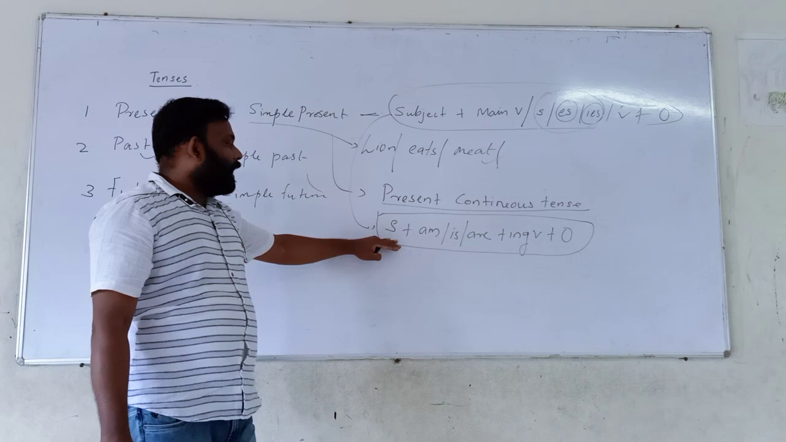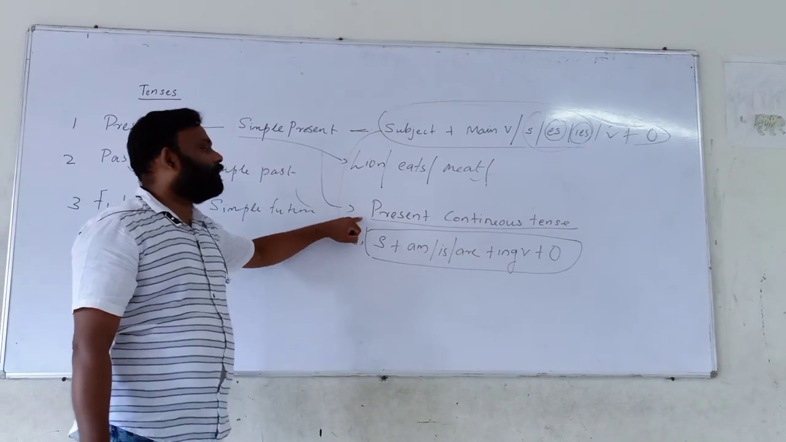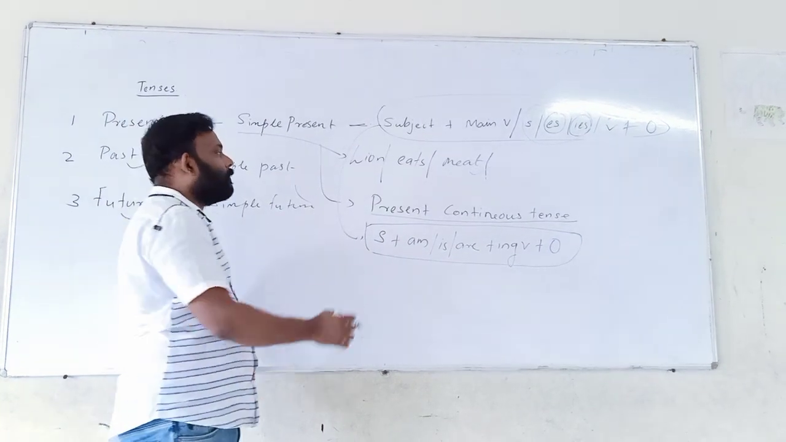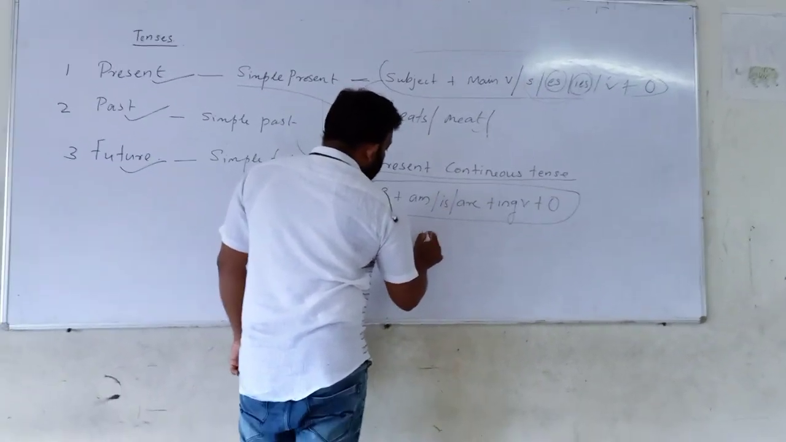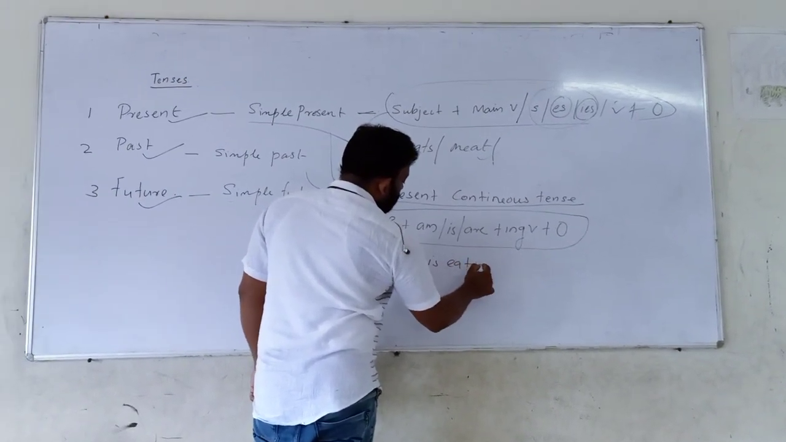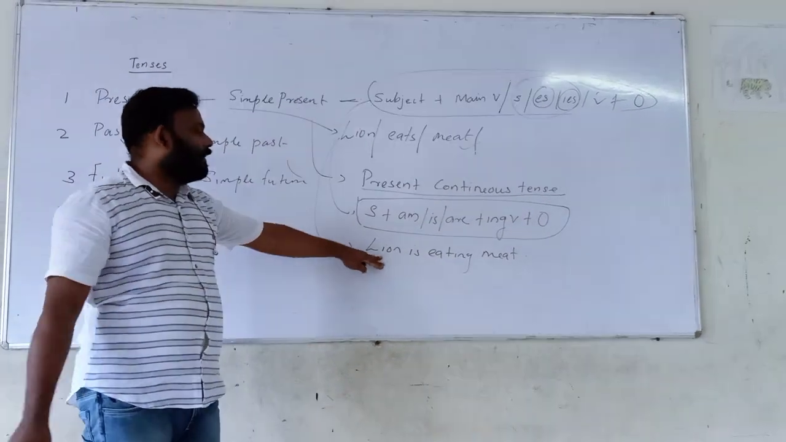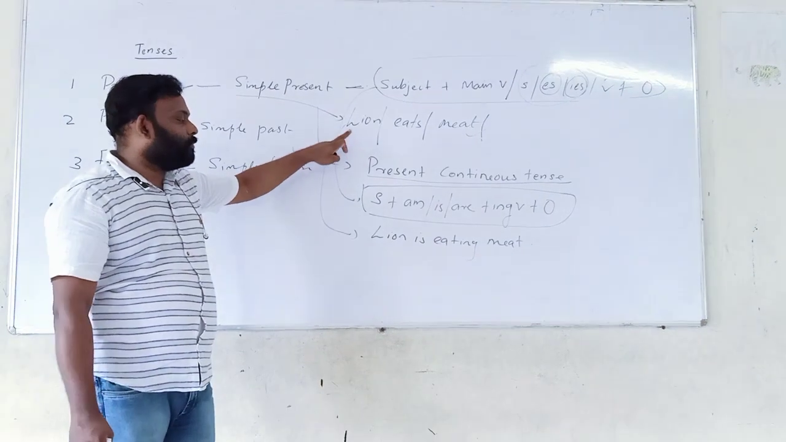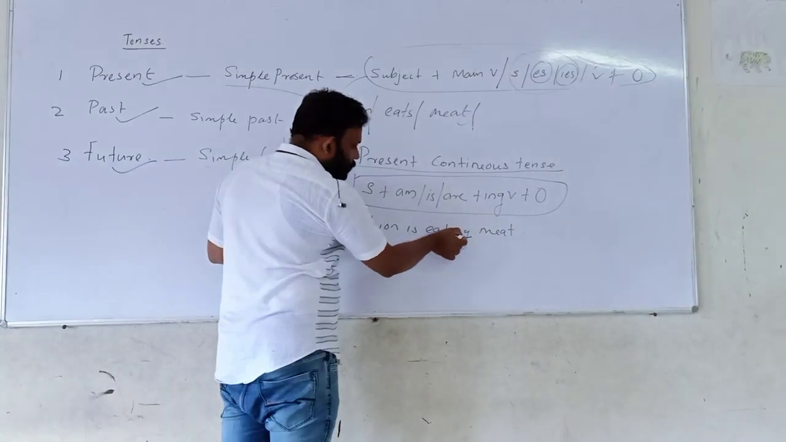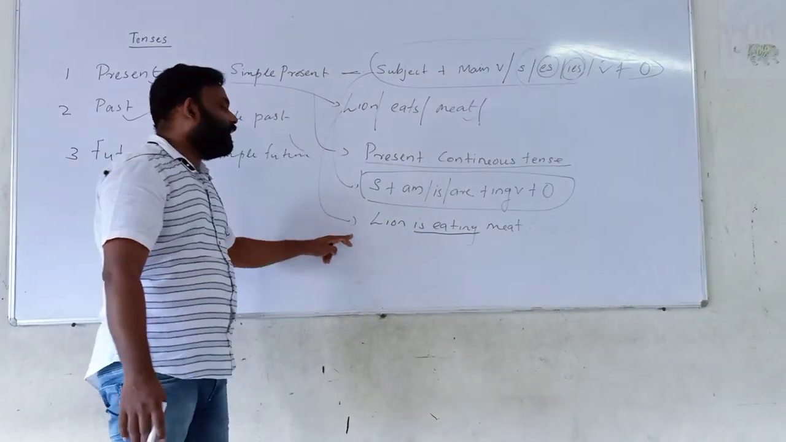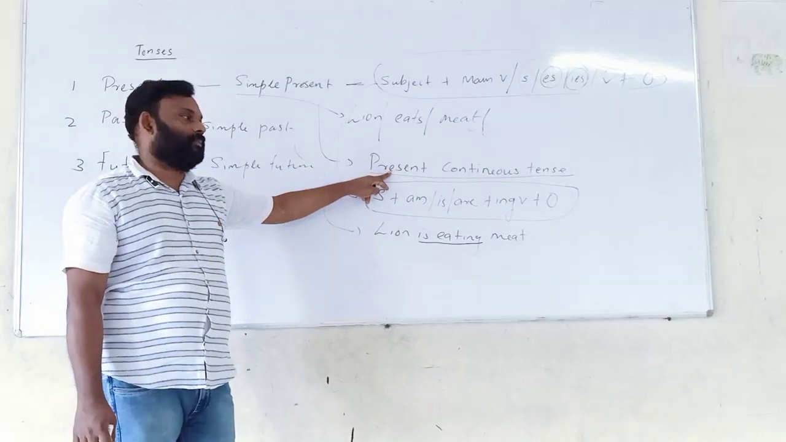This is the form for present continuous tense. If you see a verb with am, is or are plus ing verb, understand that it goes to the present continuous tense. For example, our sentence here is lion only. So you can write lion is eating meat. Lion is eating meat. Here we write lion eats meat. Here it is lion is eating meat. Understand that when you mention the verb, it should take along the auxiliary verb is. Is eating is a verb here, and the tense goes to present continuous tense.